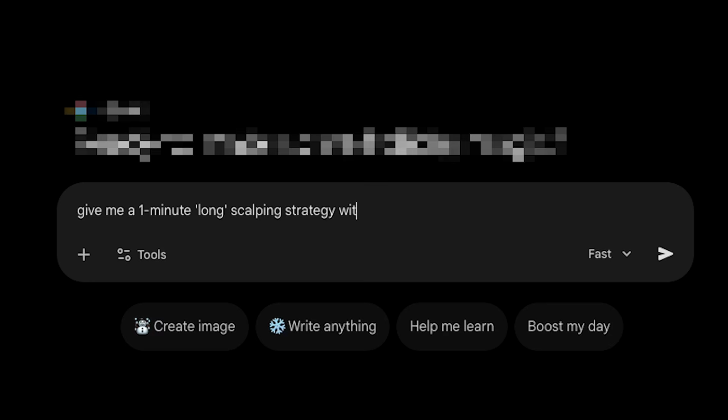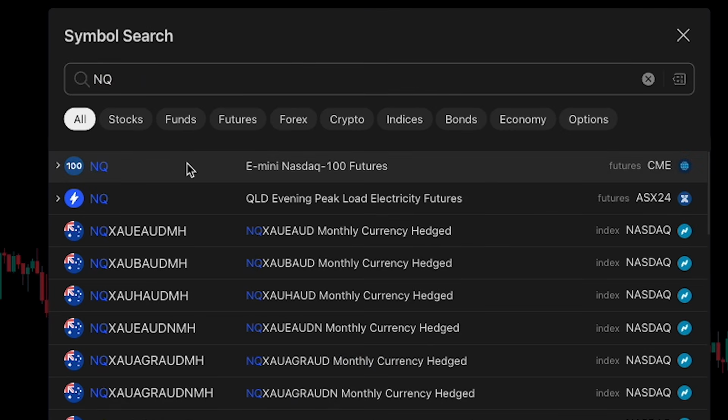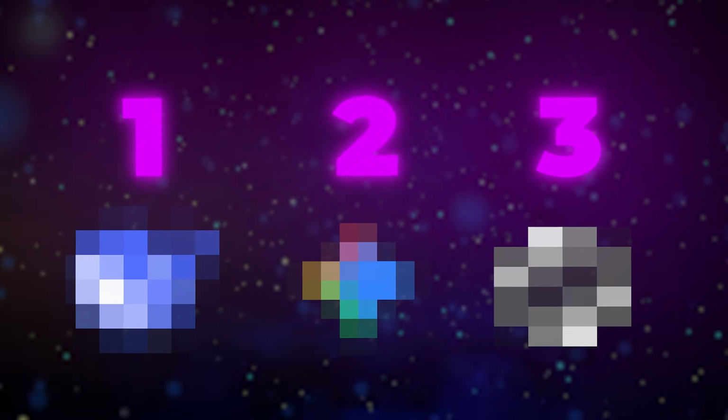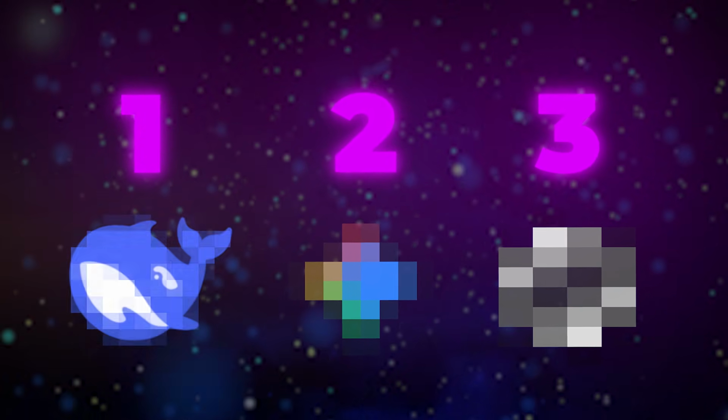It's actually insane. For the prompt, I asked each AI to give me a 1-minute long scalping strategy with objective entry and exit conditions. And I'm going to be testing all of them on NASDAQ futures on the 1-minute time frame. Let's start with the first AI in this competition, the Chinese open source LLM, DeepSeek.